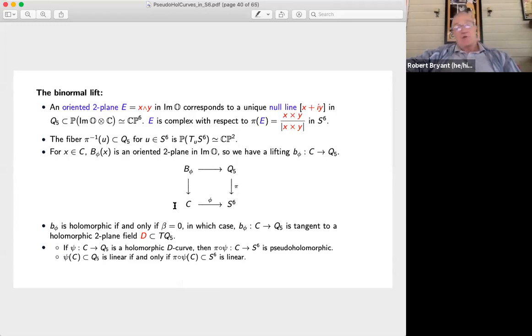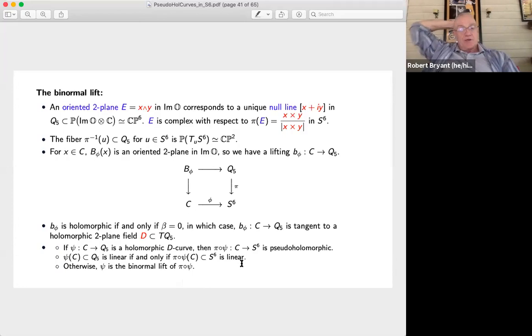So if it doesn't map to a line, then the projection is not a linear curve, is not a geodesic two-sphere. As long as you're not in the linear case, and this is an important special case that I'll come to in a few minutes, if psi is a holomorphic D curve, then it is the binormal lift of its projection. So it's uniquely determined by this pseudoholomorphic curve as long as it's not a linear curve.